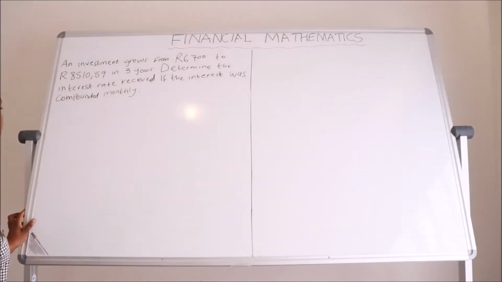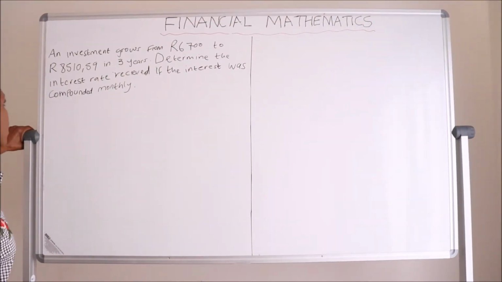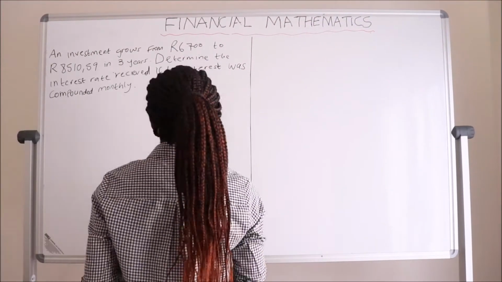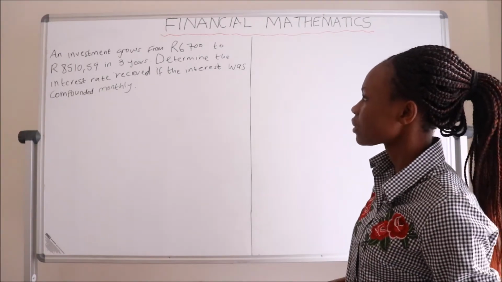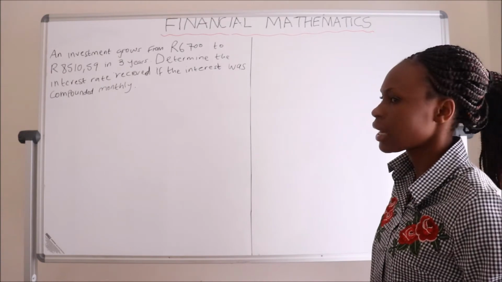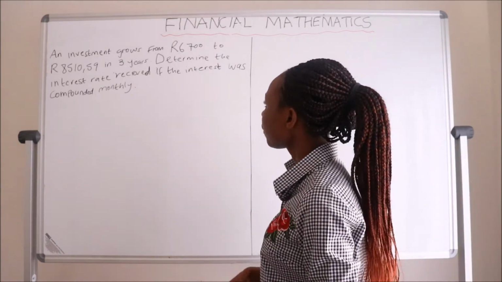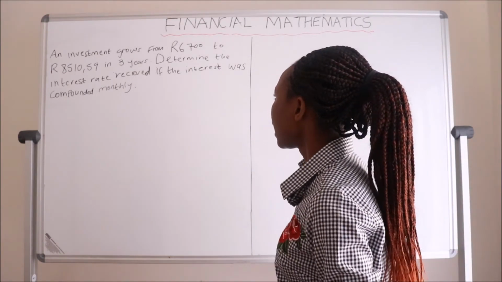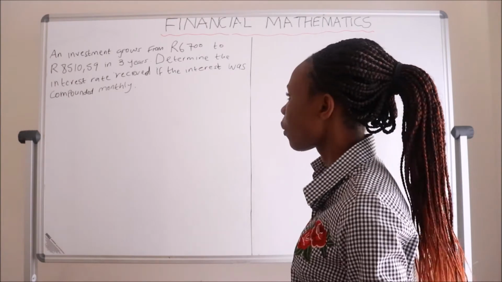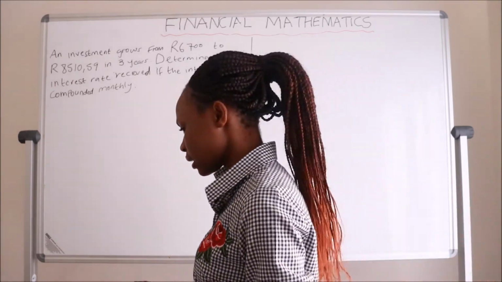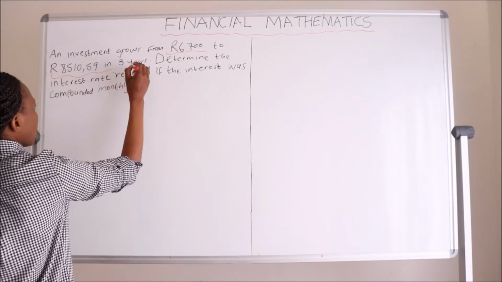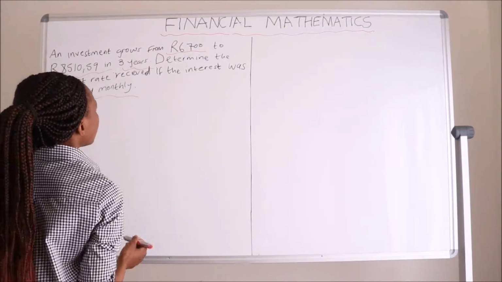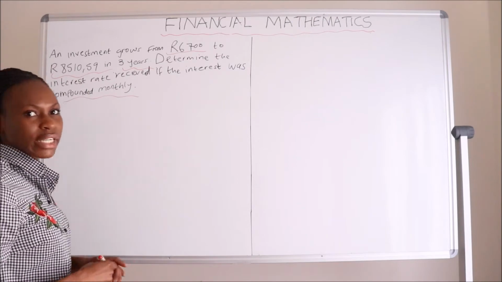Then let's go to the second question, which says that the investment grows from 6,700 to 8,510.59 in 3 years. Determine the interest rate received if the interest was compounded monthly. So it's still the same thing: we are finding an interest rate which would be compounded monthly, and they are asking what that interest rate is.